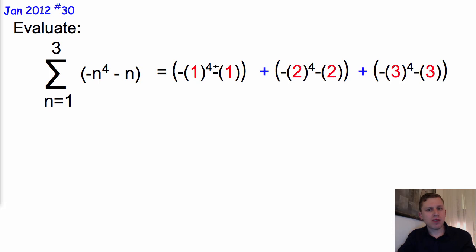Evaluating the first one, 1 to the fourth is 1, which will become negative 1. Negative 1 minus 1 would be negative 2. Here I'll take 2 to the fourth, which is 16. The negative sign in front makes it negative 16, minus 2, negative 18. Here, 3 to the fourth is 81. This would become negative 81. Negative 81 minus 3 would be negative 84. When I combine these like terms here, the result is negative 104. That can be pretty tricky.